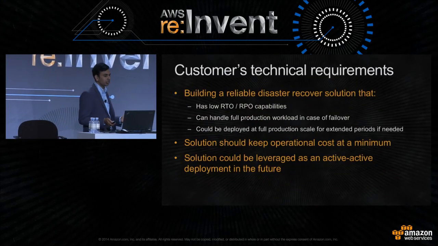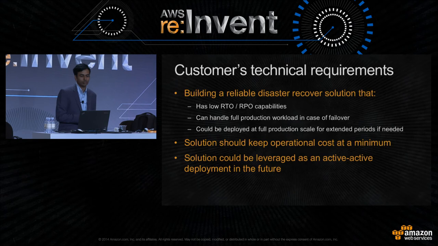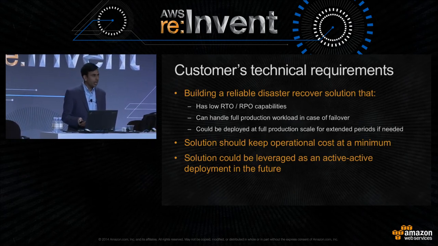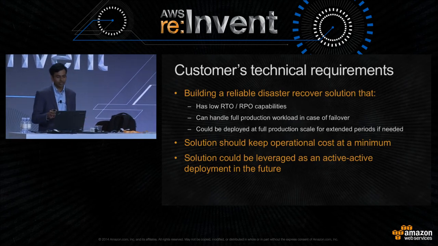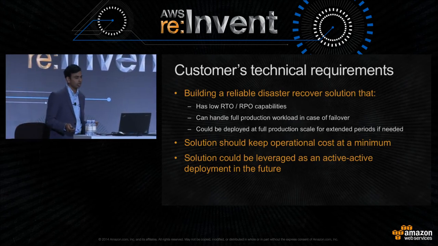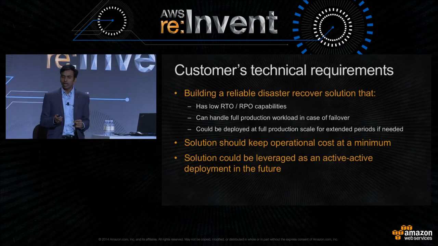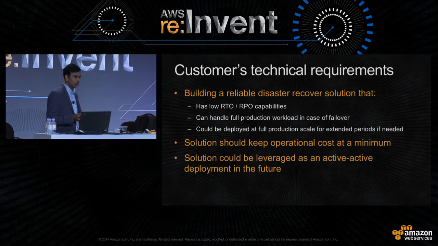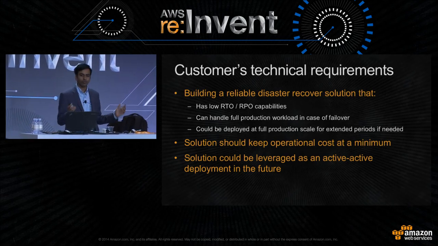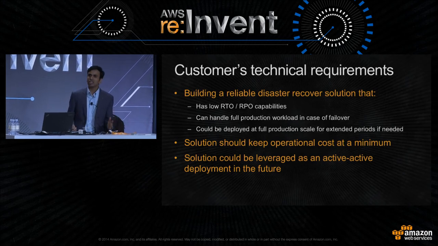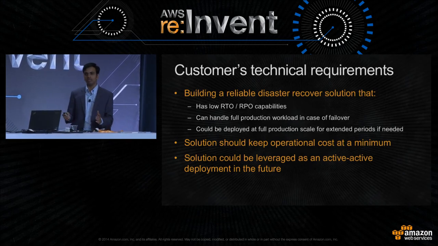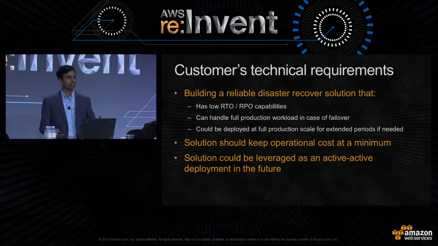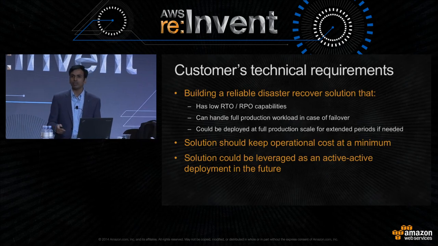Major technical requirements were that it has to have the lowest possible RTO and RPO within the budget cost constraints we had. This is one of the key factors. It should be able to handle the full production workload in case of failover, and handle this full production workload for extended periods. Generally, we see disaster recovery modes for maybe a couple of days, maybe weeks. But we would like to have this solution usable on the DR side for longer durations.